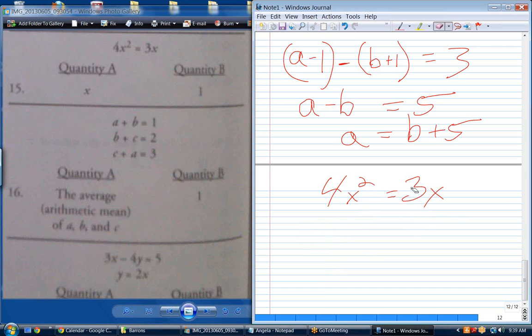This would also have been a better problem if they'd have just switched the numbers and made this 3x squared equal 4x. Then my two solutions would have been 0 and 4/3.